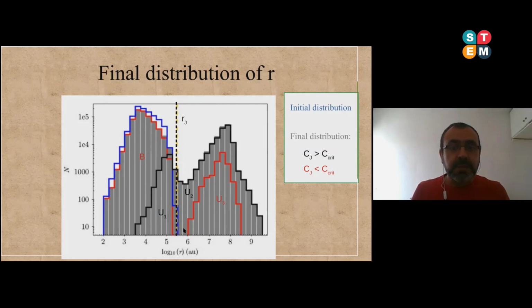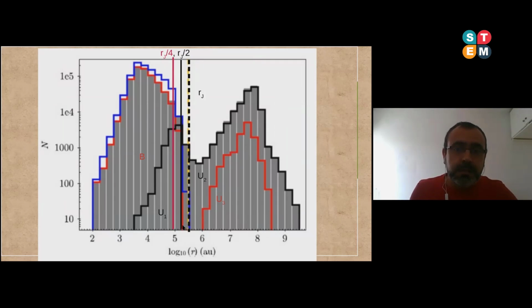However, if we separate the final distribution in the four regions that we define in our scheme, we can see an important result. Here, the black vertical line indicates the half Jacobi radius, and the red vertical line indicates the quarter part of the Jacobi radius. And we can see here that for larger heliocentric distance, the unbound particles of region U1 are more than the bound particles of region B.